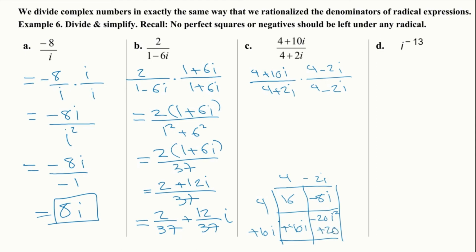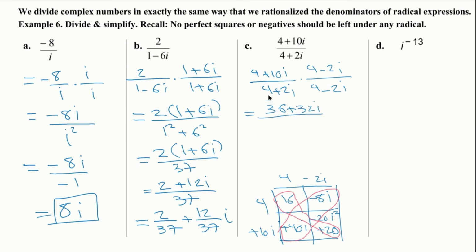So now I can combine the 16 and the 20. I can also combine these two, right? So we end up with 36 plus 32i. So on the top I have 36 plus 32i.